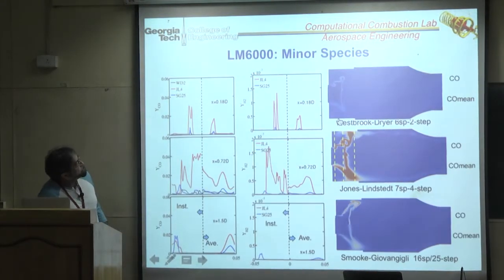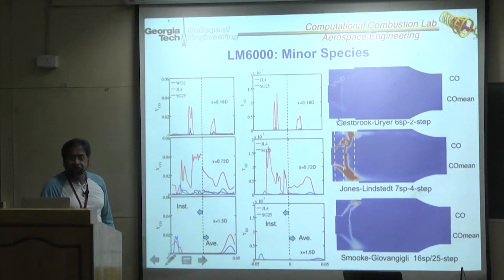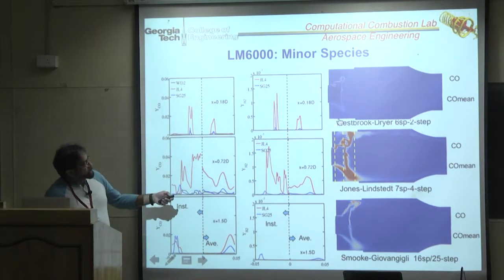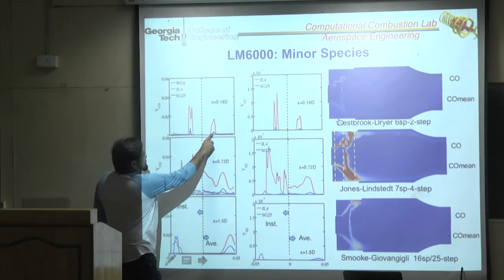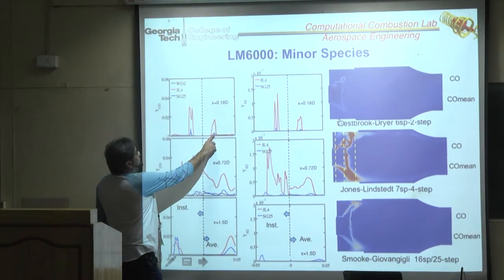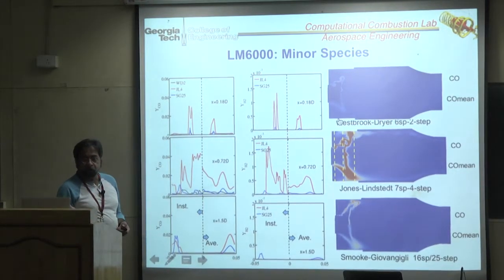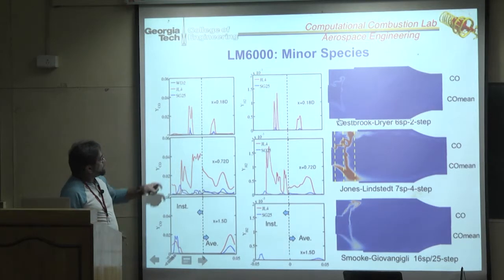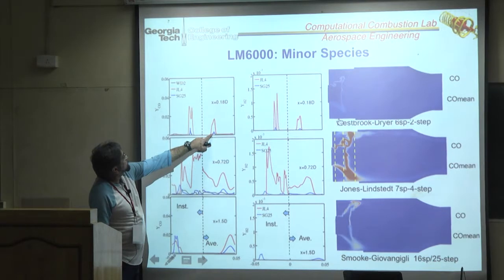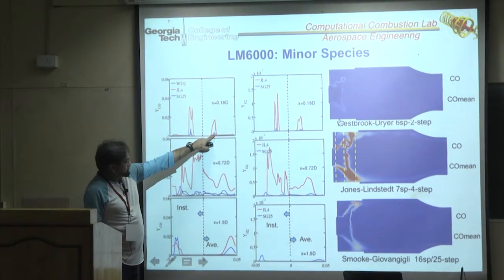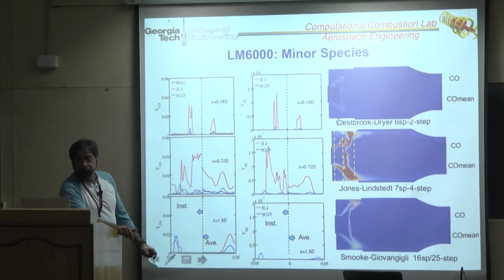So here is some more. If you start looking at minor species, it is of course all over the place. The two-step mechanism has no minor species except for CO. But notice the CO predictions, if SU25 is supposed to be a more detailed mechanism, it is more reliable. Four-step is way over predicting CO. Two-step barely is under predicting. But as you go to here, you start seeing that the four-step mechanism actually is bad.